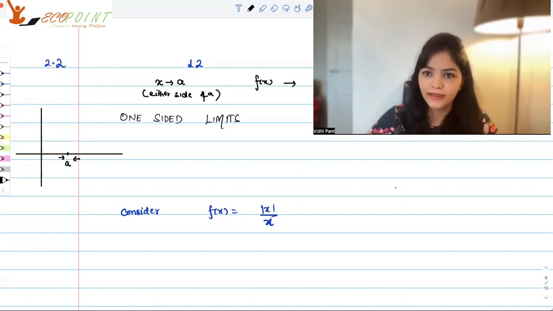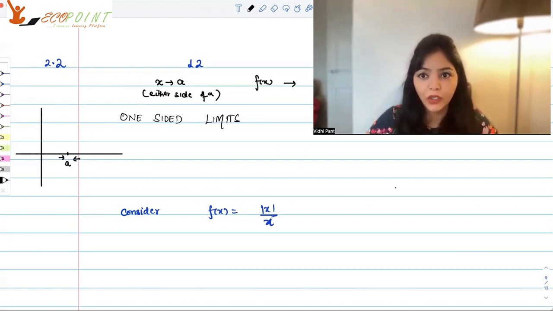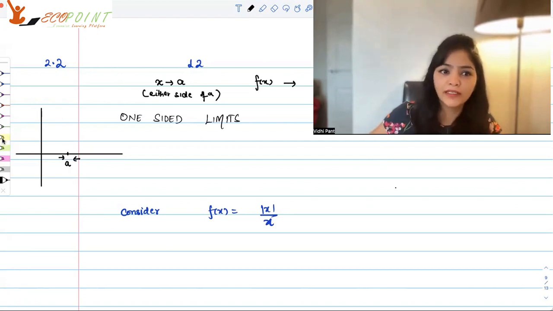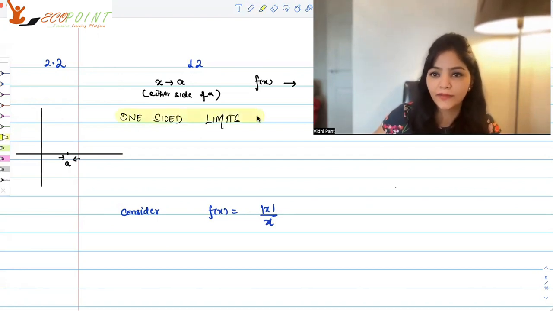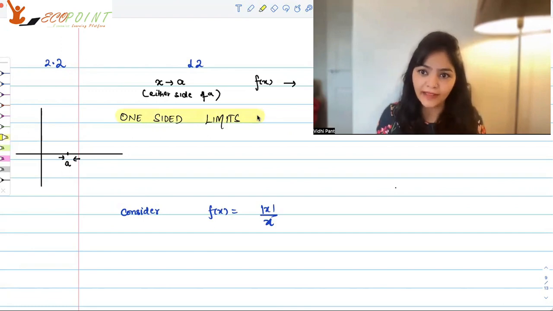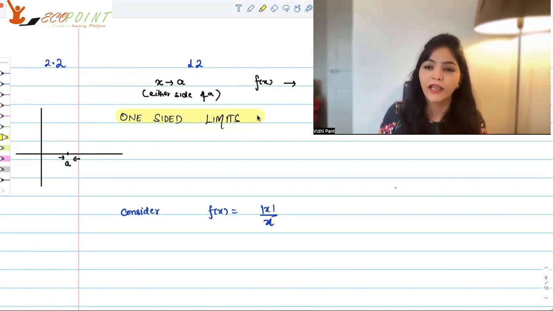But you know what? There are some functions whose behavior could change on either side of A. That's what today we will concentrate on. We call that one-sided limits. That is, to look at the limit of any particular function from each side separately, from one side at a time. I'm going to teach you this concept using an example here.